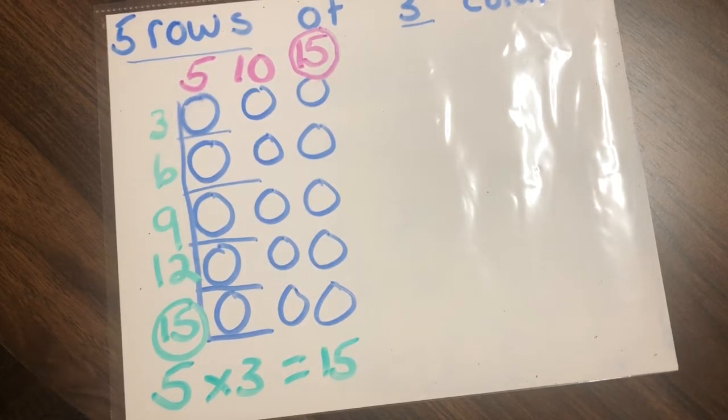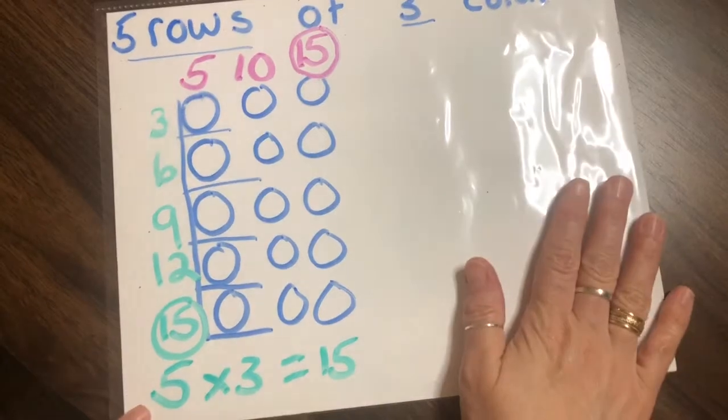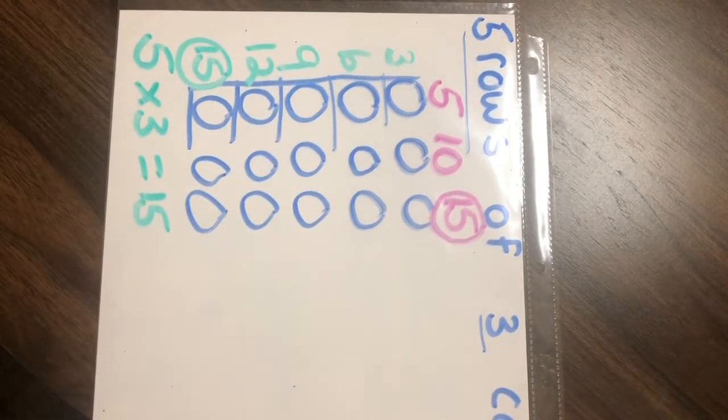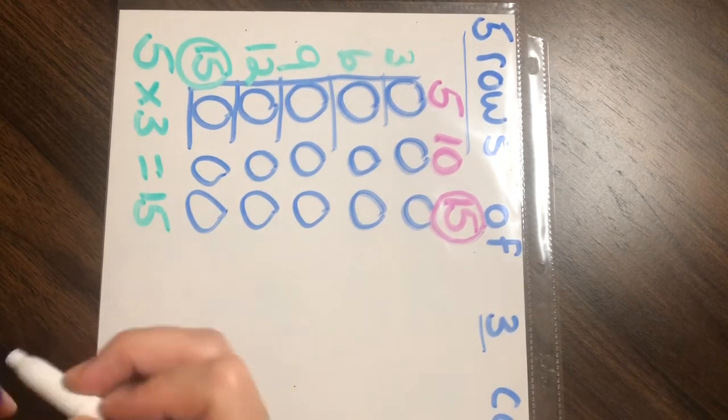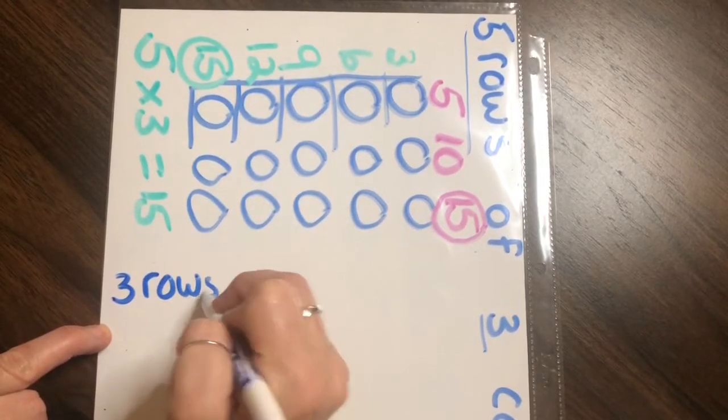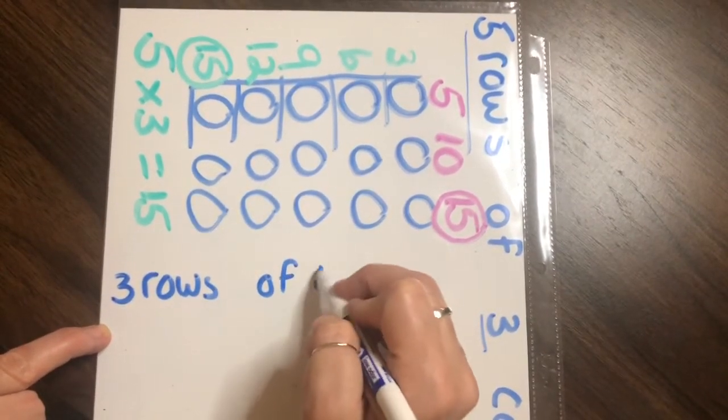All right, third graders, can you tell your teacher how you can use this same array to build a whole different array? How can you use these same circles to build a whole different array? Remember, you do a magic trick. You just turn what was horizontal, vertical. And now I have 3 rows of 5 columns.